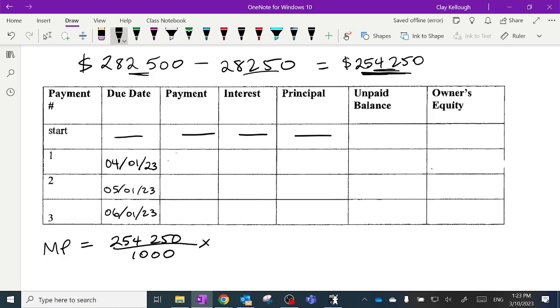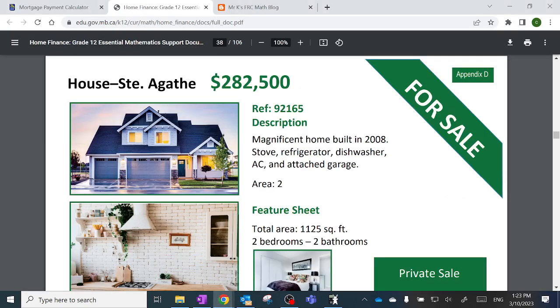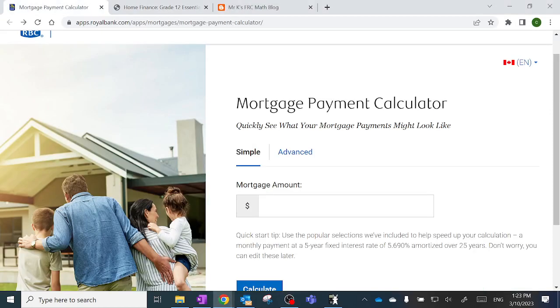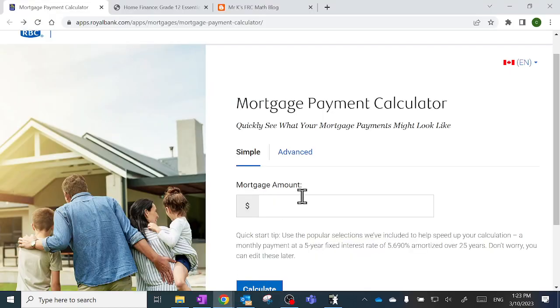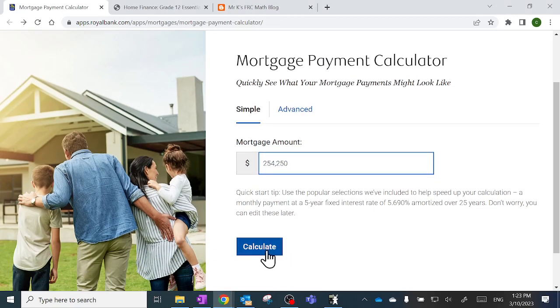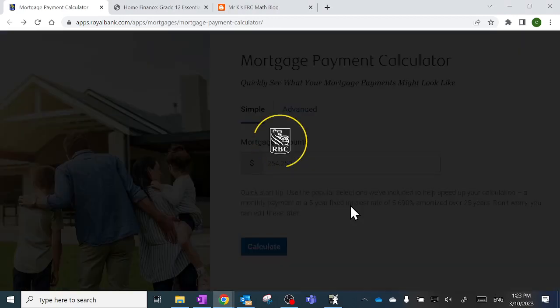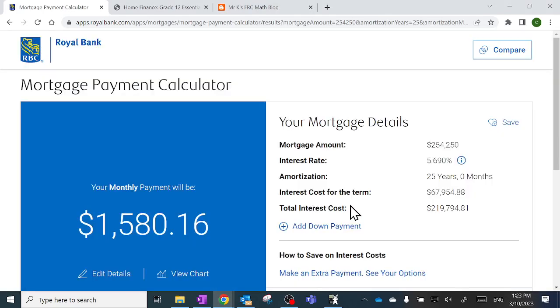And then we're timesing by, okay, well, we haven't decided this yet. Let's assume we go to the Royal Bank. There you are, Royal Bank. And the Royal Bank, let's see, what was our number again? That's how good my memory is. 254,250. So if we go to the Royal Bank, we go, hey, I'd like a mortgage for 254,250. They're going to offer me, according to this website, 5.69%. And that's going to be my monthly payment according to this calculator.